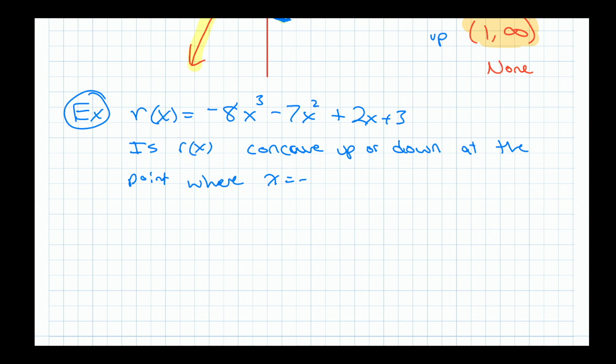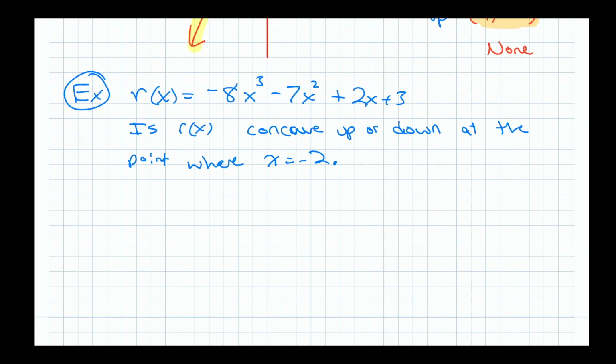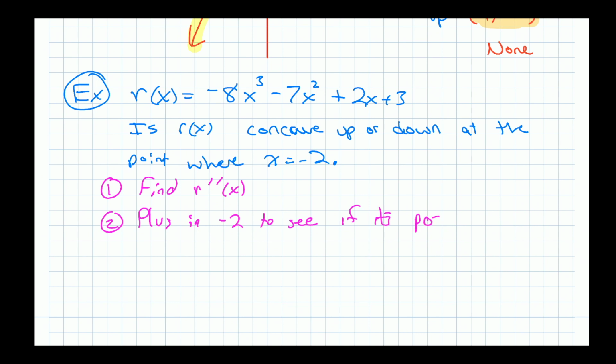where x equals -2. All right, so again, remember, how do you test concavity? It's just the second derivative. So the steps are very simple here. You're going to find, I was going to say f double prime, but in this case, r double prime. Step 2, plug in -2 to see if it's plus or minus. Positive or negative. That's it.